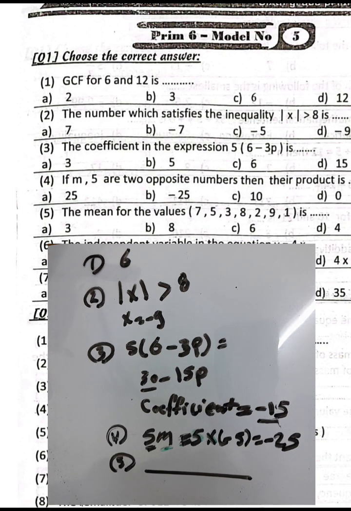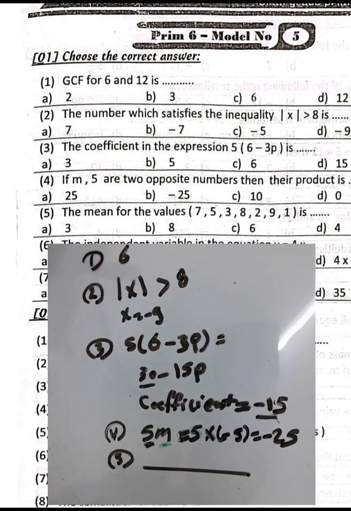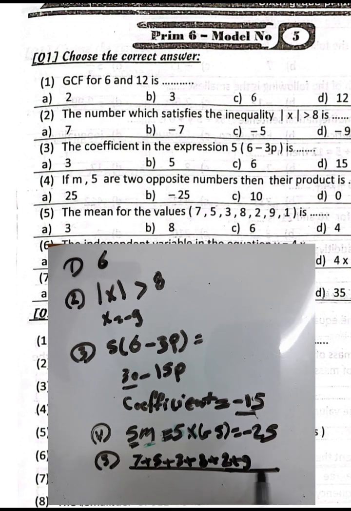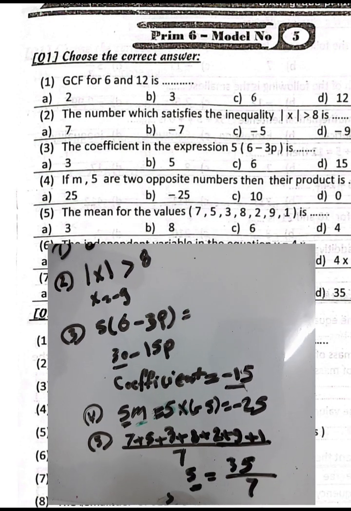Next question, number 5, find the mean of all the values. We must find the sum of all values divided by the number of values. Here, 7 plus 5 plus 3 plus 8 plus 2 plus 9 plus 1, over 7 values. 1 plus 9, 10, 10 plus 2, 12, plus 8 equals 20, 20 plus 3, 23, plus 5, 28, 28 plus 7 equals 35, divided by 7 equals 5. Then the result here will be 5.